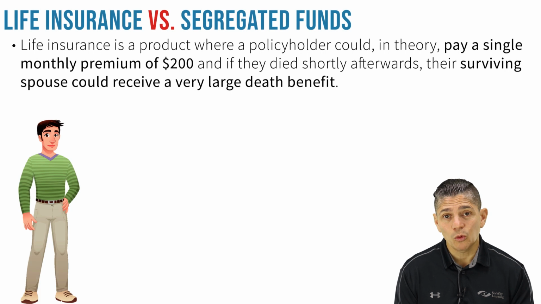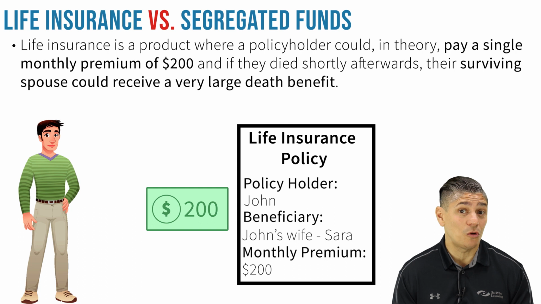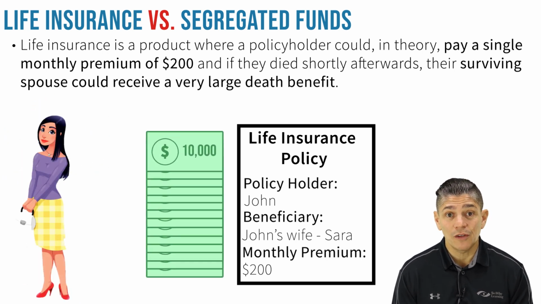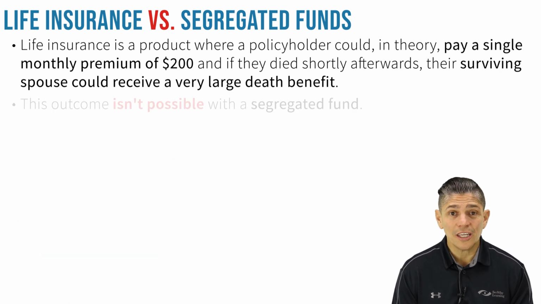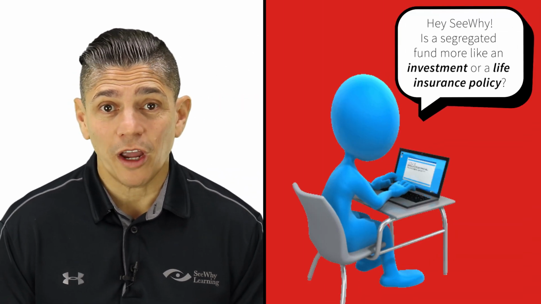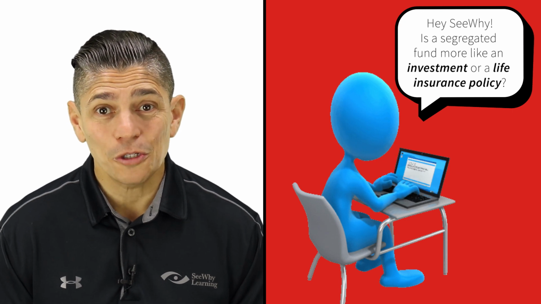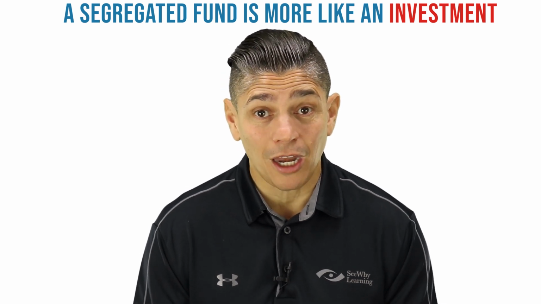Life insurance is a product where a policyholder could, in theory, pay a single monthly premium of, say, $200, and if they died shortly afterwards, their surviving spouse could receive a very large death benefit, perhaps hundreds of thousands of dollars. This outcome isn't possible with a segregated fund. The following will serve as a good visual memory aid. SeeWhy trainers were asked, is a segregated fund more like an investment or an insurance policy? And the survey says, an investment. It's critical that you keep this in mind when learning about segregated funds.